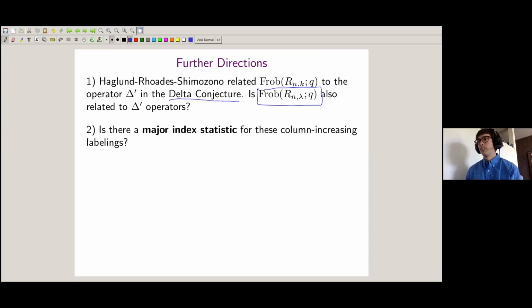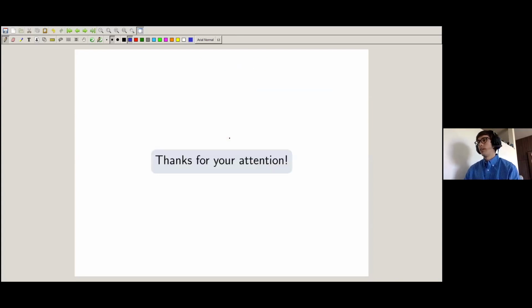And then a second direction would be, what is a major index statistic for these labelings? I only told you variations on an inversion statistic. So how could you define that? Haglund, Rhoades, and Shimozono have one for their case. So I think I'll end there. Thank you.